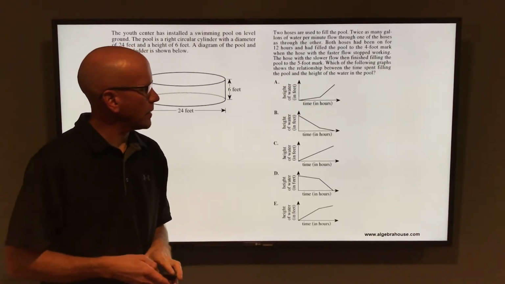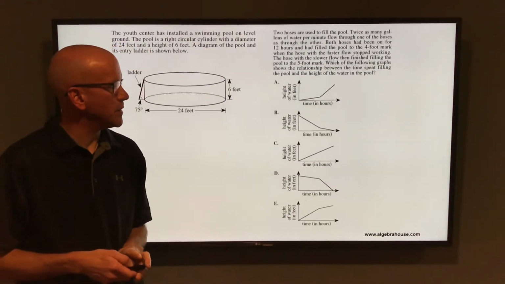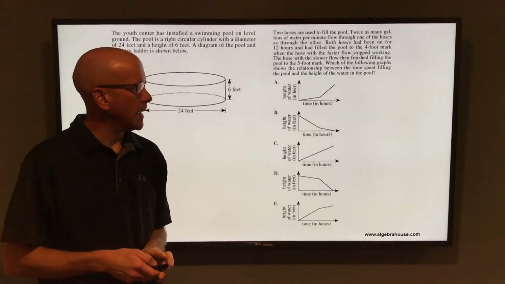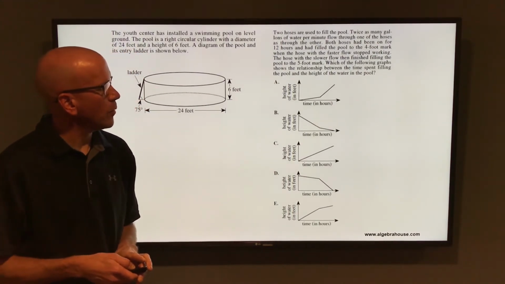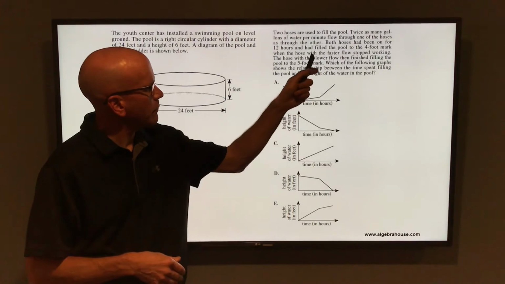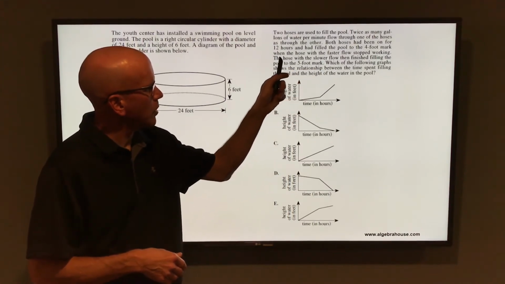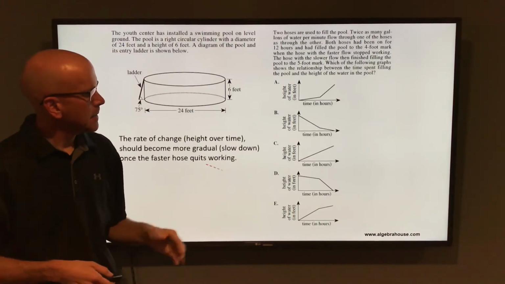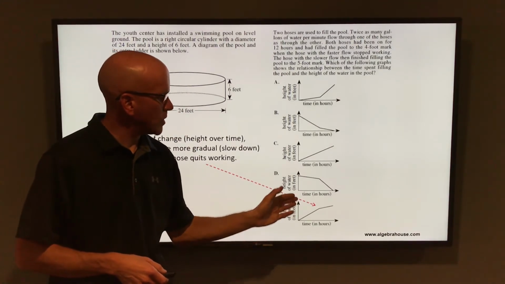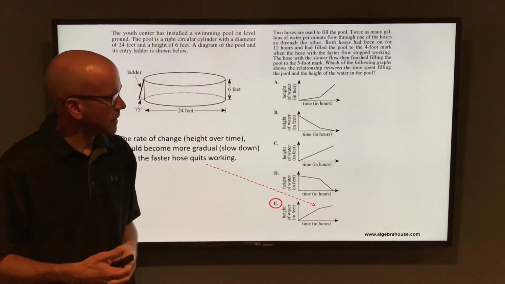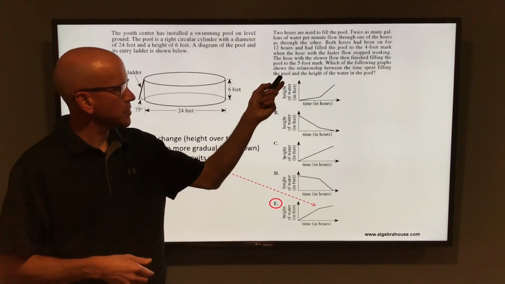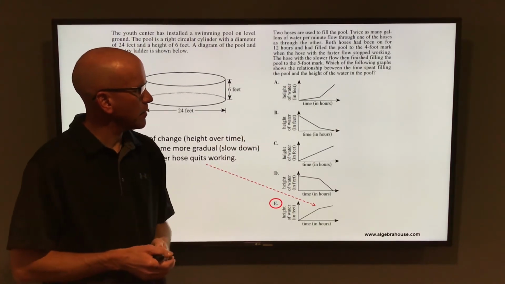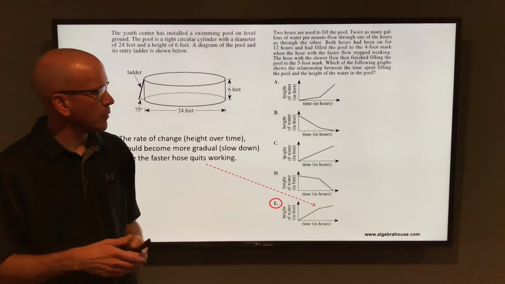Which of the following graphs shows the relationship between the time spent filling the pool and the height of the water in the pool? So both hoses had been on for 12 hours and filled the pool to the 4-foot mark when the hose with the faster flow stopped working. So you're looking for which graph looks like that is taking place.